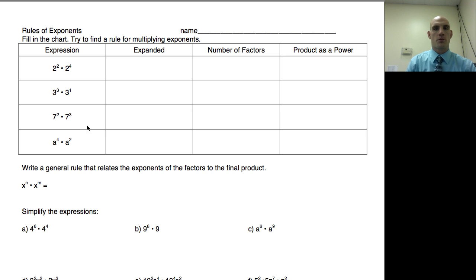Today we're going to talk about the rules of exponents, and I'm going to lead you through a series of exercises that's going to help you deduce the rules of exponents for multiplying and for dividing. Let's look at this chart.